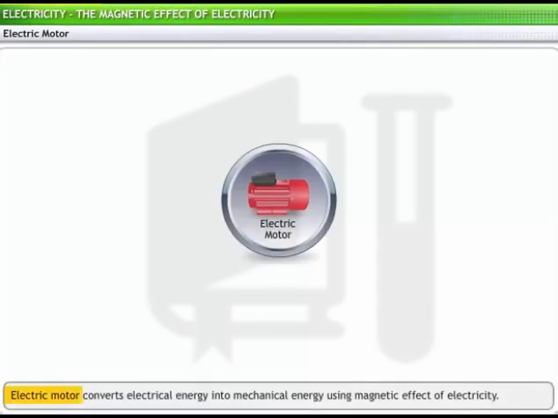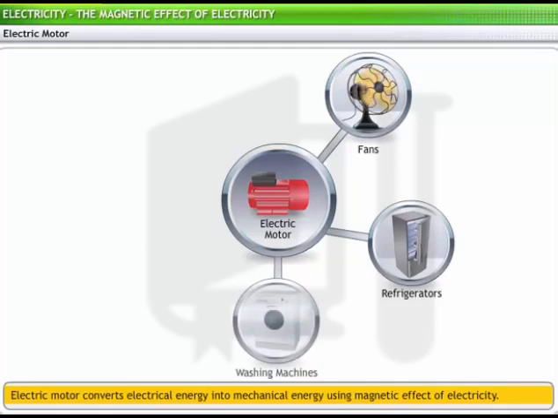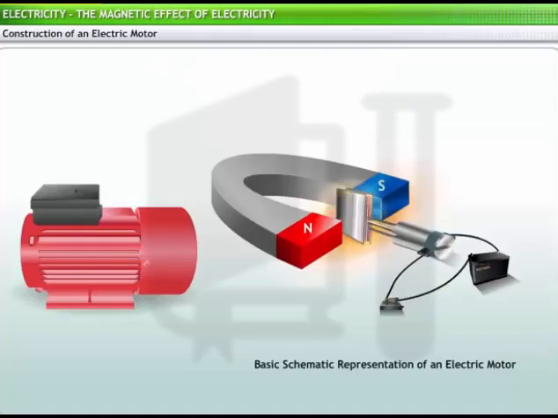An electric motor converts electrical energy into mechanical energy using the magnetic effect of electricity. You find electric motors in household appliances such as fans, refrigerators, washing machines, pool pumps, and floor vacuums. An electric motor is built on the principle that a current-carrying coil rotates when kept in a strong magnetic field, as it experiences torque.